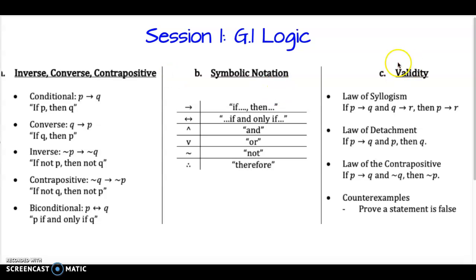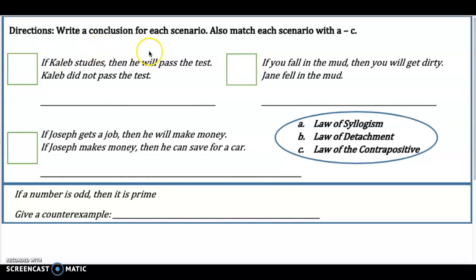All right, so in this video, we're just going to do the last part of G1, which is the law of syllogism, law of detachment, law of contrapositive, and how we can come up with some counterexamples. So if I were to look at these statements, this is a review of each of those. The first one says, if Caleb studies, then he will pass the test. Then it says, Caleb did not pass the test.